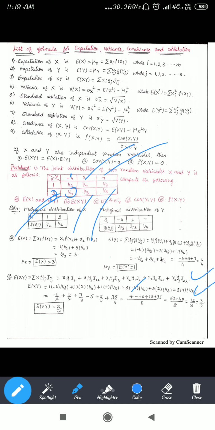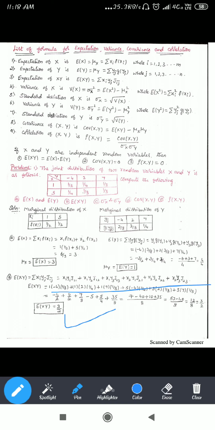So the formula is important. There are marks for the formula, so don't forget to write the formula. Yes, if we add all the terms, you'll get the answer as 3 by 2.